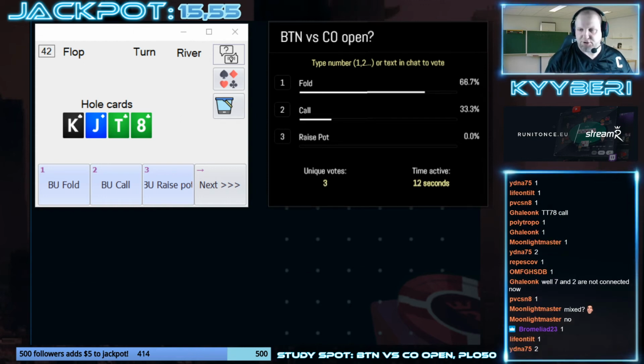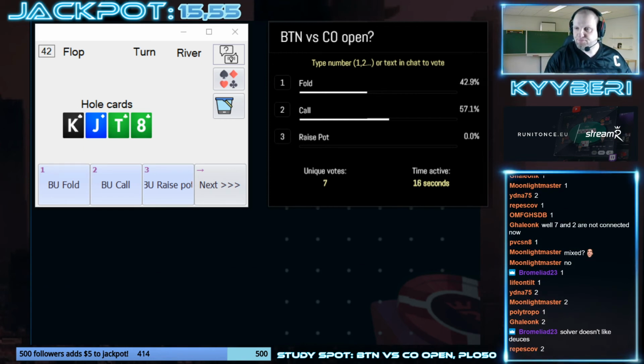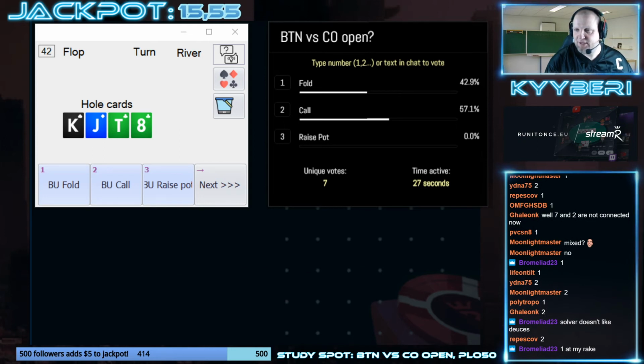No mixed strategies for a while. Solver doesn't like ace king. Solver doesn't like deuces. Solver is so picky. And now we have a mixed strategy between fold and call. I would say, because my brain is very limited, I'm an old man. I can't remember everything.